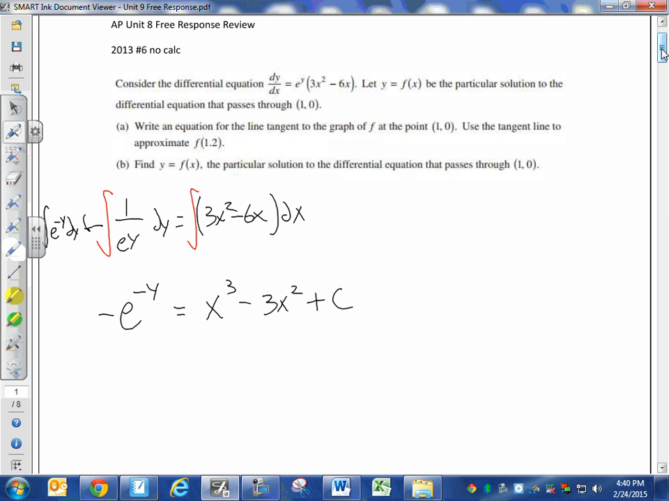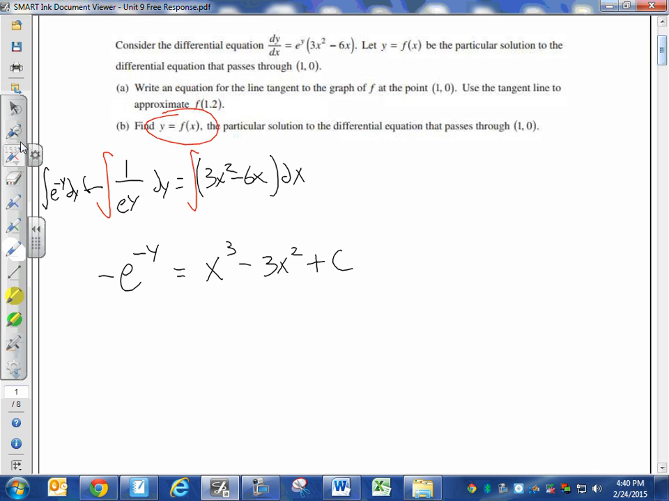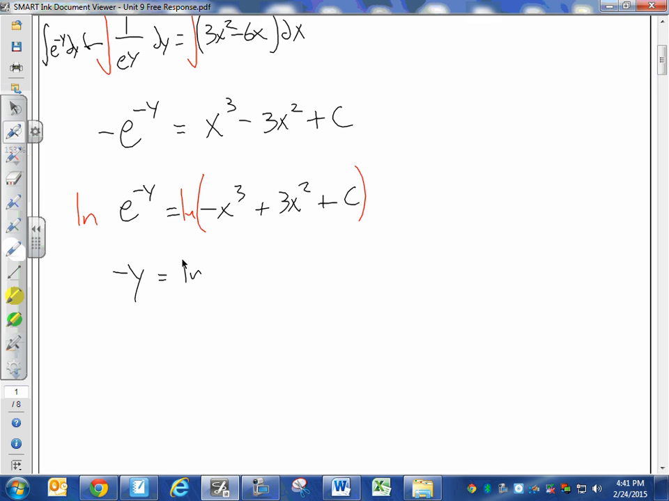Well, now I need to solve for y because I want y is equal to a function. Well, that means I have to multiply everything by negative 1 to just isolate the e. So it's negative x cubed, positive 3x squared. Keep that as a c. I then have to take the natural log of both entire sides, giving me negative y is equal to the natural log of negative x cubed plus 3x squared plus c. And then I would have to multiply everything again by negative 1, giving me this as a y equals general solution.